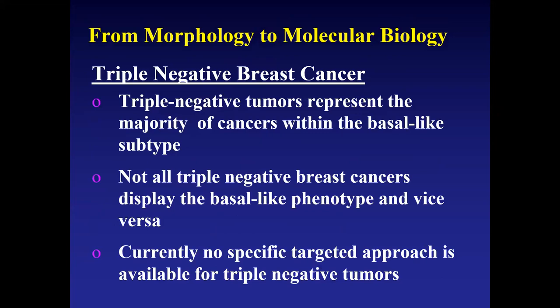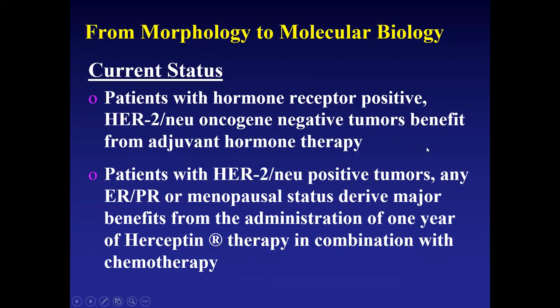Triple negative breast cancer represents the majority of cancers within the basal-like subtype, but not all triple negative breast cancers display the basal-like phenotype and vice versa, because we have tumors such as adenoid cystic carcinoma or metaplastic carcinomas that are not really basal-like tumor cells, but have triple negative expression of hormone receptors and HER2 oncogene. Currently, no specific targeted approach is available for triple negative breast cancer.